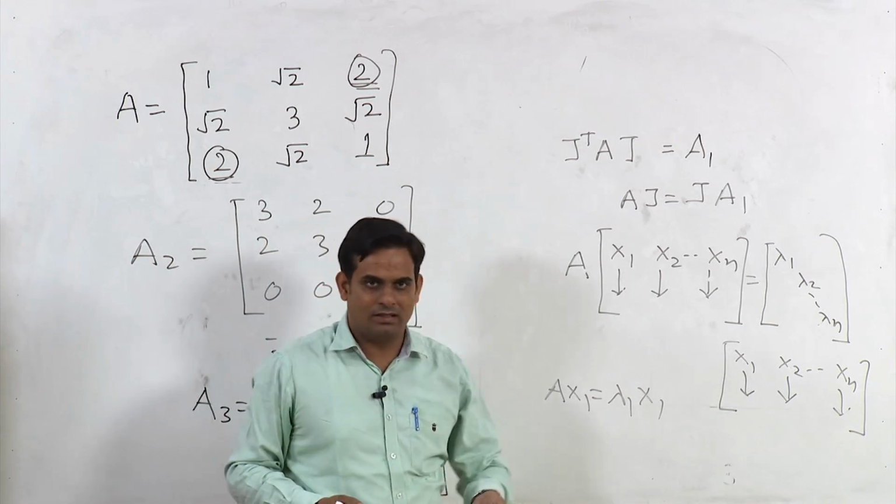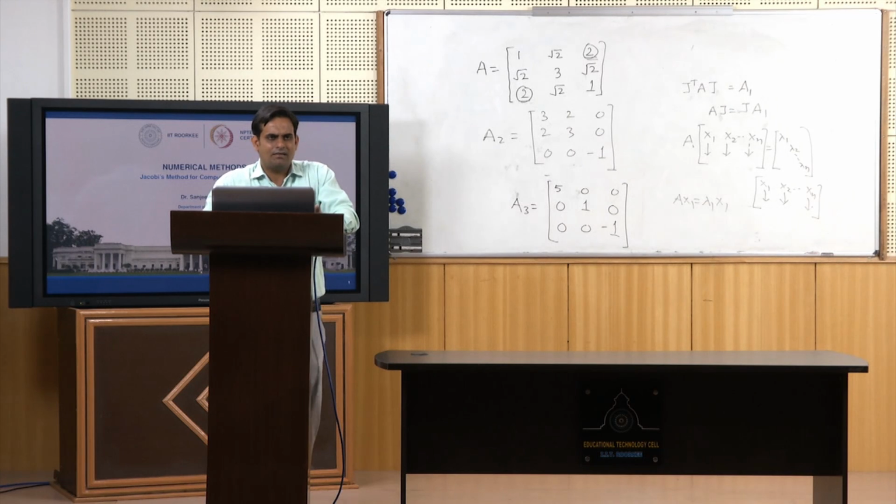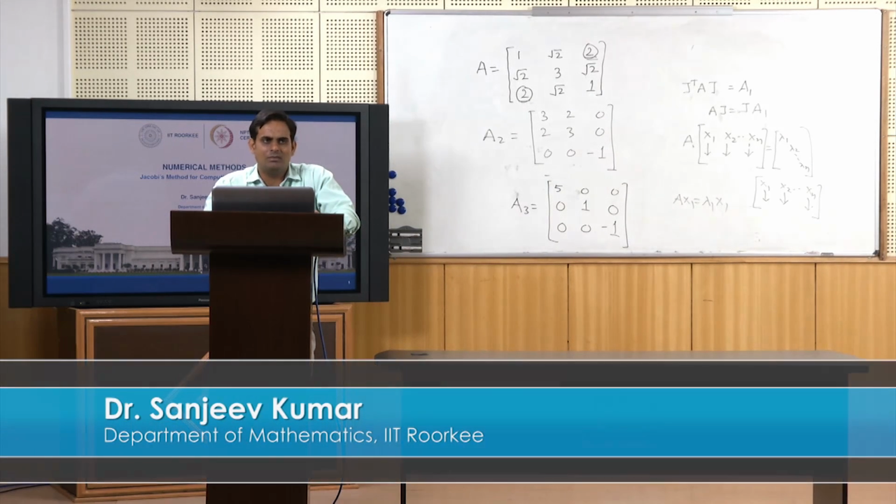So, in this lecture we have learned a method for calculating eigenvalues and eigenvectors just by using similarity transformations, a sequence of transformations, and those transformations are formed using rotation matrices in such a way that the off-diagonal elements become 0. In the next lecture we will learn another method for finding the largest eigenvalue and its corresponding eigenvector for a given matrix, and that particular method is called the power method.